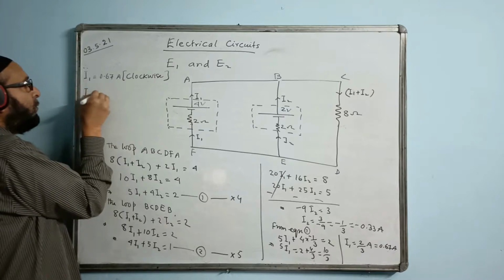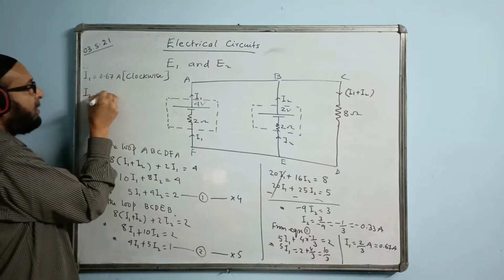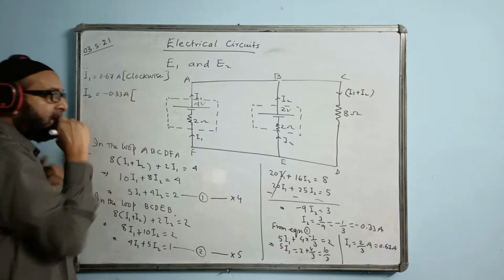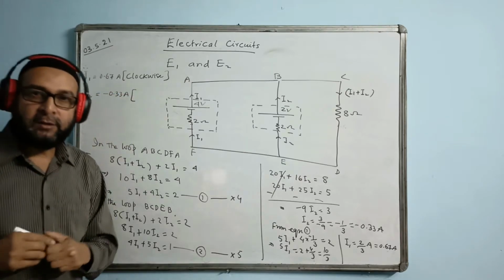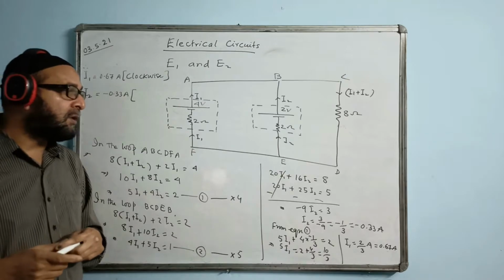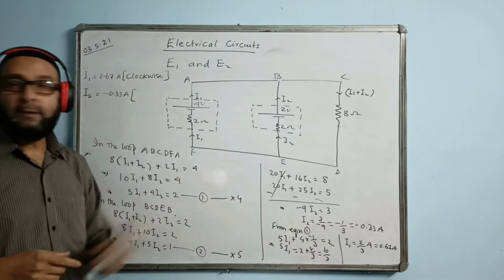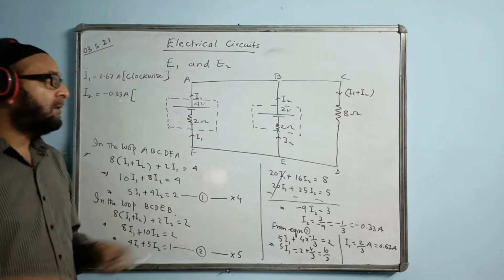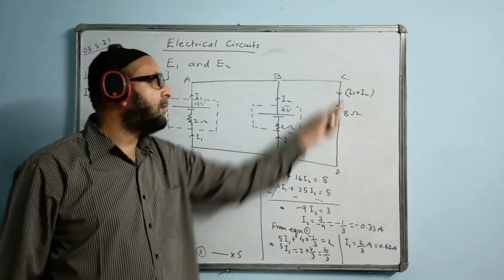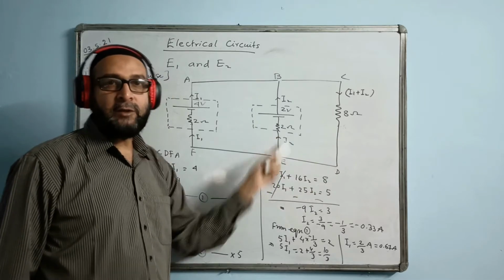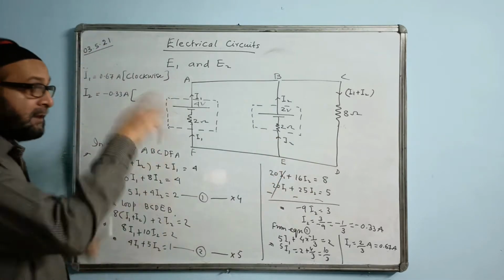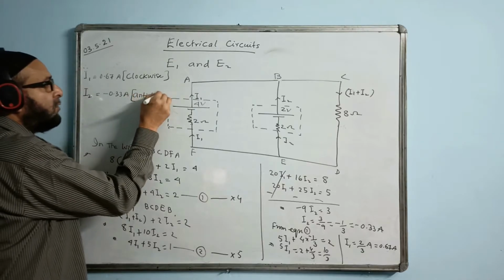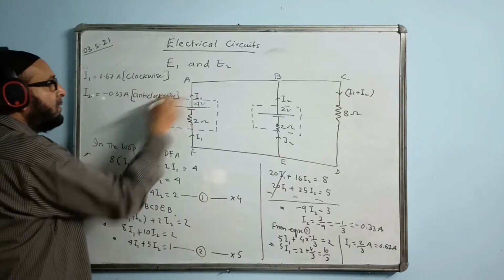And I2 is coming minus 0.33 ampere. Minus is the sign coming. That means in actual situation, the direction of this current is opposite to the figure, and whatever is shown in the figure is opposite to that direction. In the figure it is shown in what direction? Flowing clockwise, but in actual situation it is flowing in opposite direction to that, that is anti-clockwise. In actual situation, anti-clockwise is the answer.